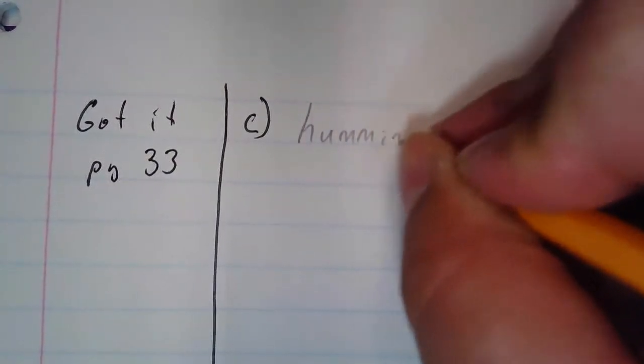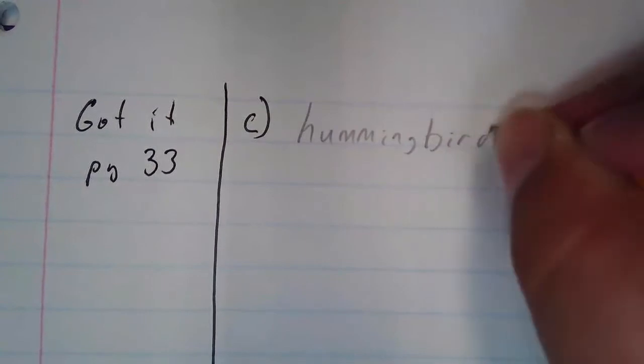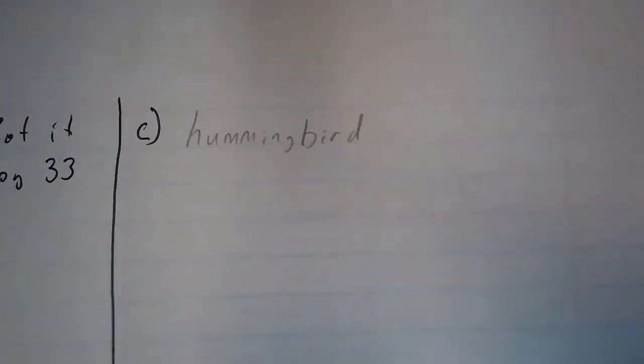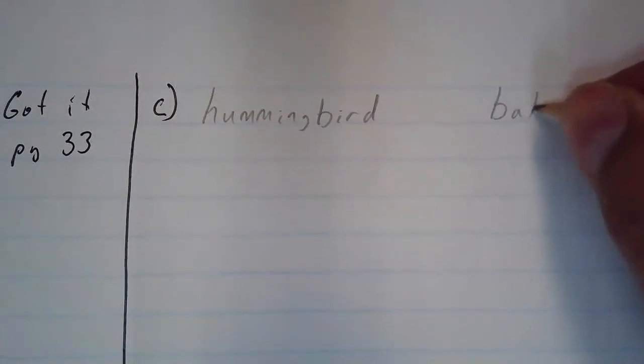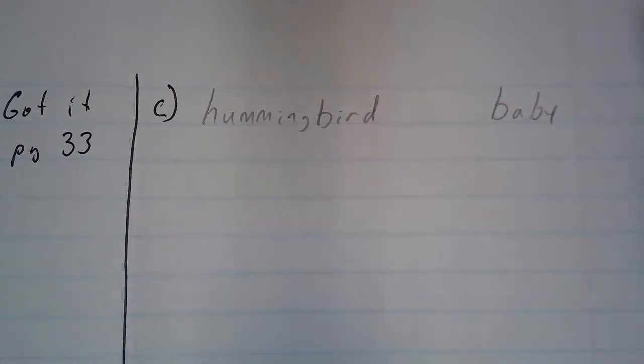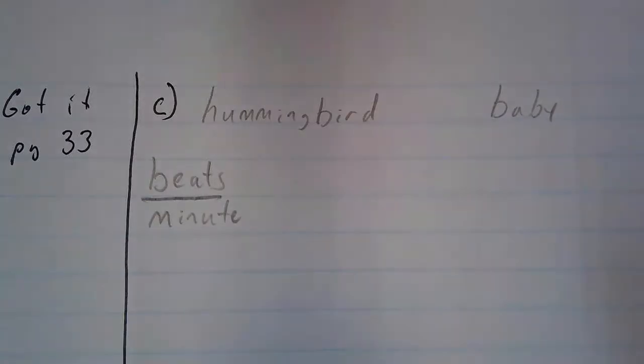Alright. So just for the sake of being complete, I'm not going to draw pictures. I'm sure you know what a hummingbird looks like. We're comparing a hummingbird and a baby. And what are we comparing in both of them? We're comparing beats per minute. Beats per minute for a hummingbird and a baby.